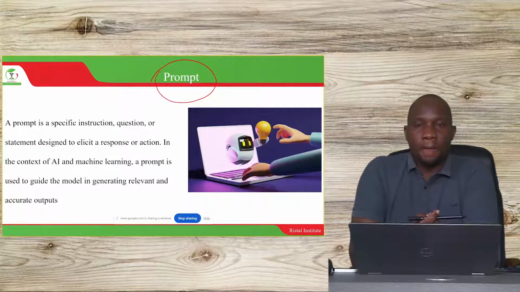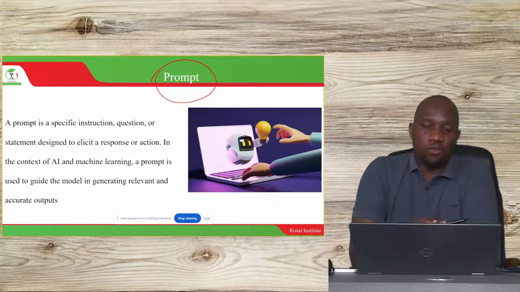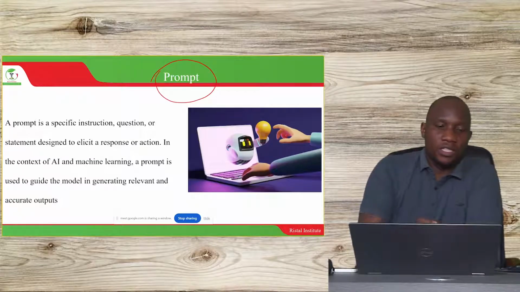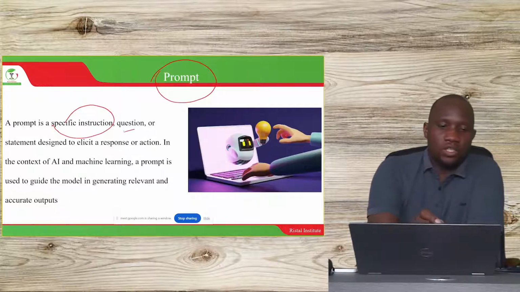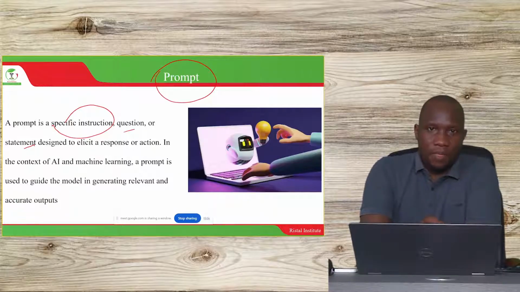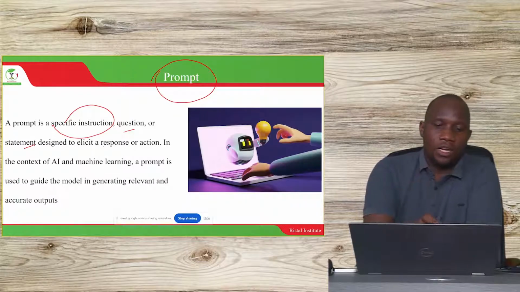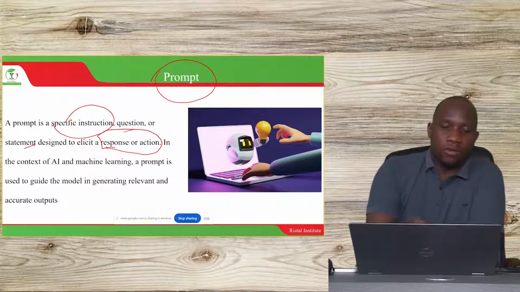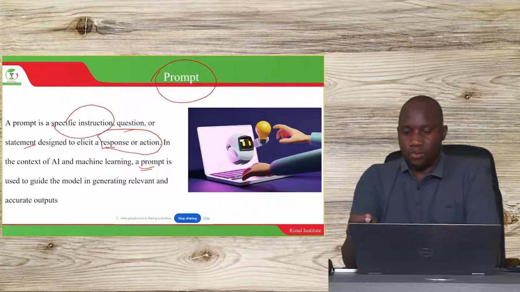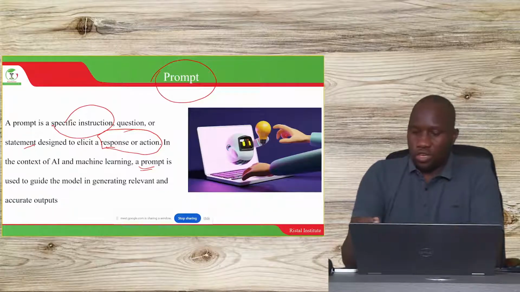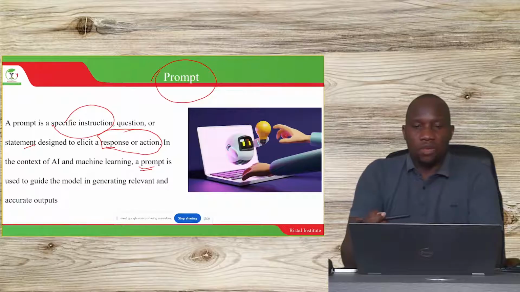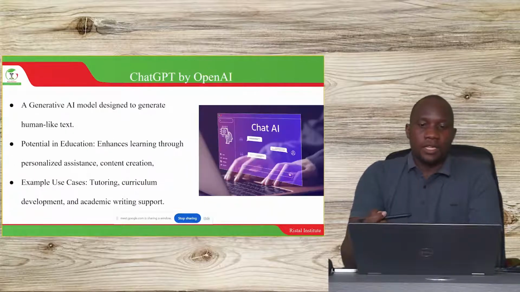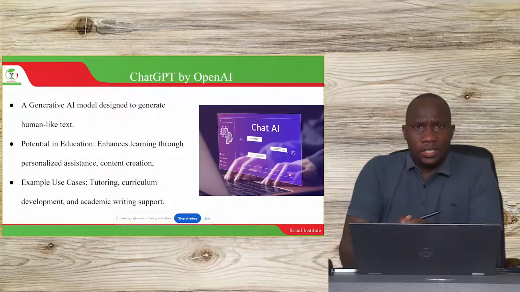How do you make sure that the AI tool gives you what you want? A prompt is a specific instruction. It could be a question, a statement that you input in order for the AI to give you a response or an action. So prompt generation is very, very important. There are different techniques that you need to follow in generating information from these AI tools. So you need to know what are the qualities of a good prompt. That's very important.